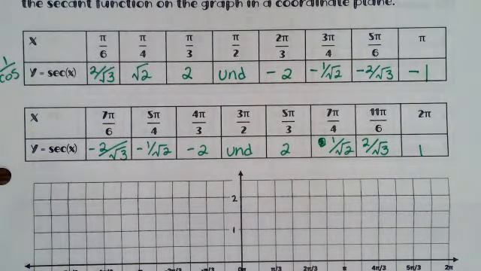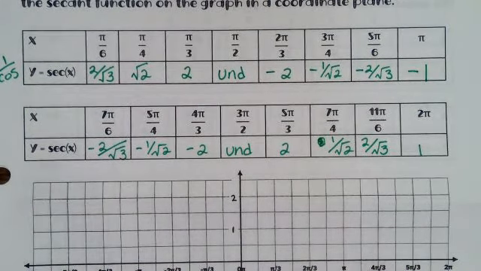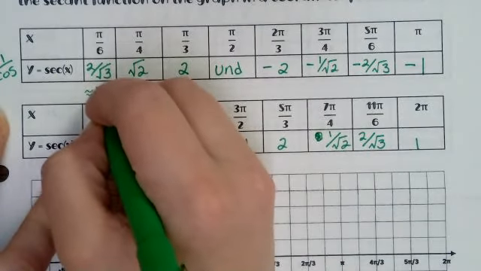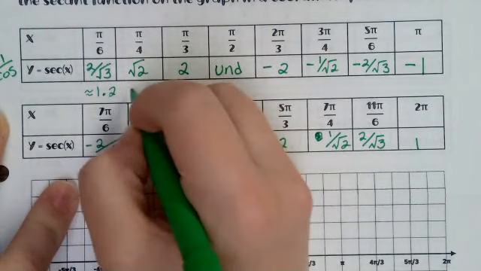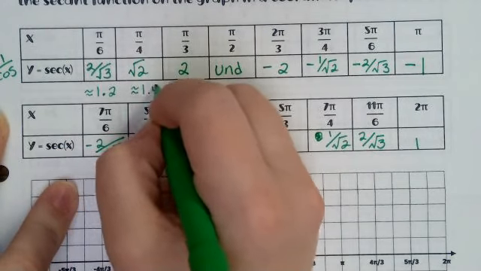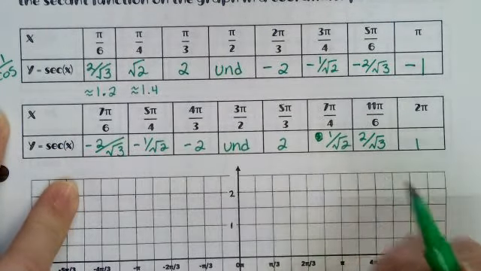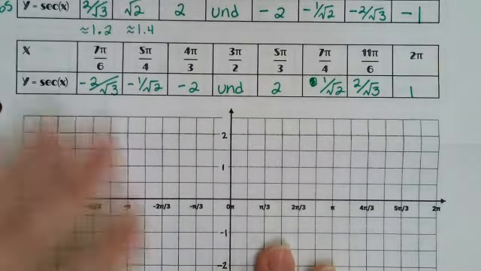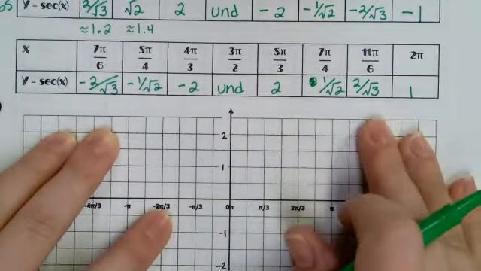Again, you can rationalize those denominators. I usually do, but for the sake of graphing these, it's going to be a little easier to change them to decimals instead. This guy's about 1.2. This one's about 1.4. Those are really the only two decimals you're going to need. They just become positive or negative. All right, let's graph and see what this is going to look like.